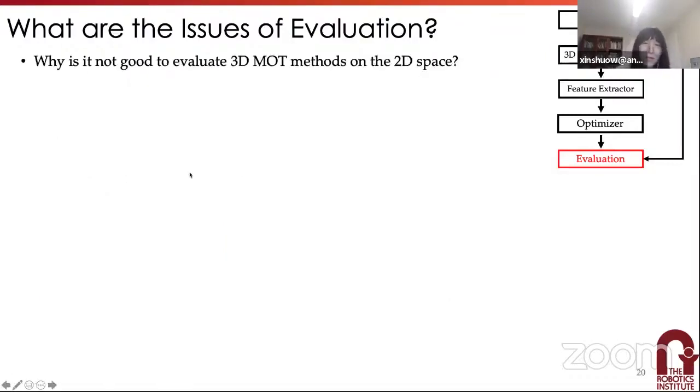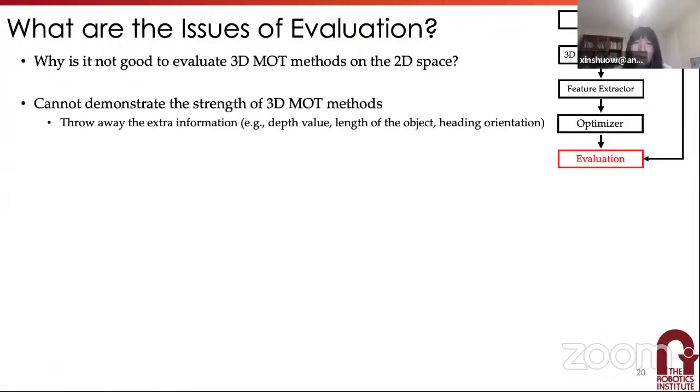So why is it not good to evaluate the 3D MOT method in the 2D image space? Well, the answers are quite straightforward. First, it cannot demonstrate the strength of the 3D MOT method. What makes the 3D MOT method more useful than the 2D MOT method is that it outputs extra information, for example the depth value or distance, the length of the object, and the heading orientation. That information could be useful to motion planning and control for autonomous systems. However, if we use 2D metrics to evaluate a 3D MOT method, we are basically throwing away this information during the evaluation.